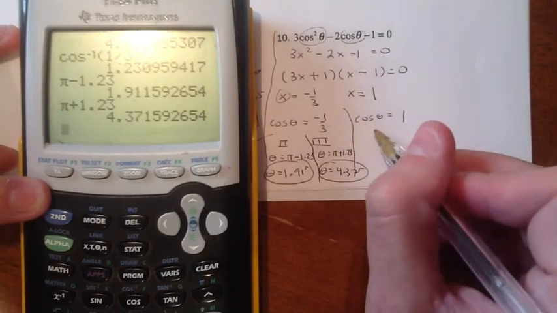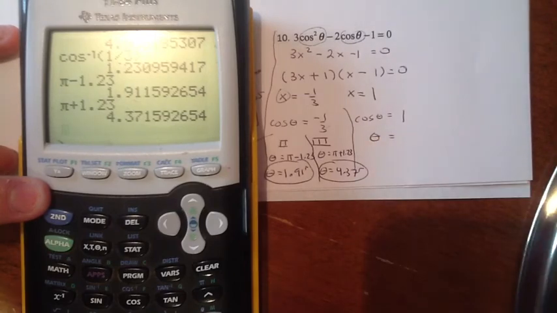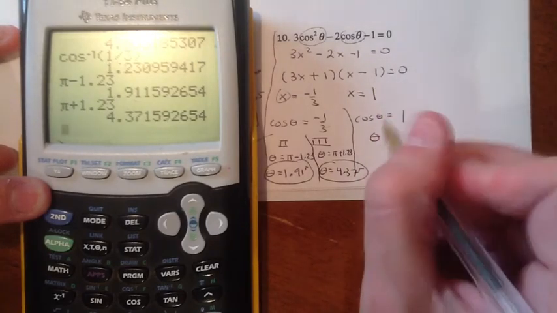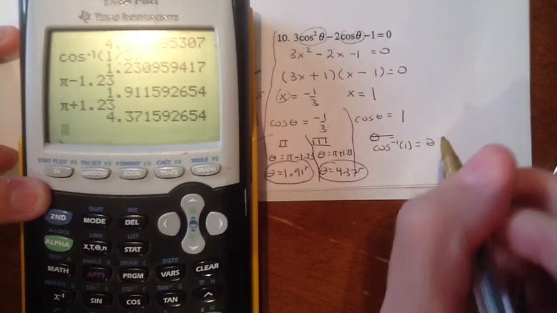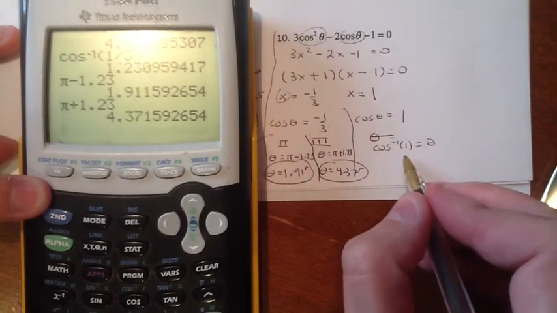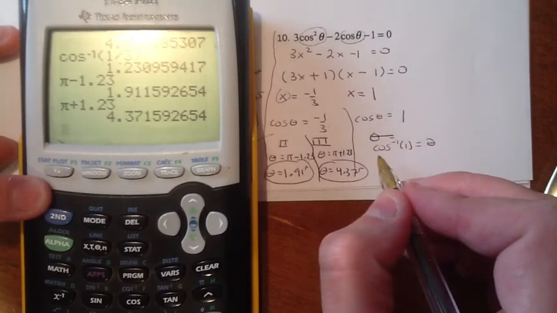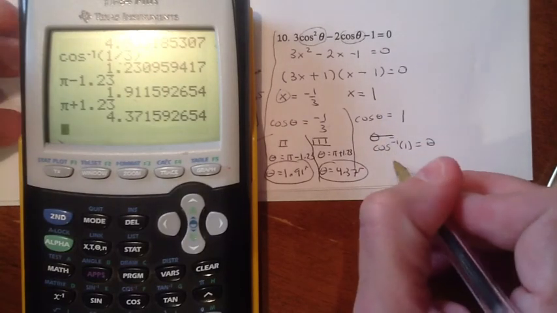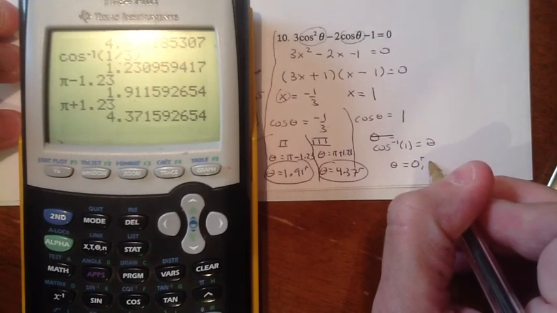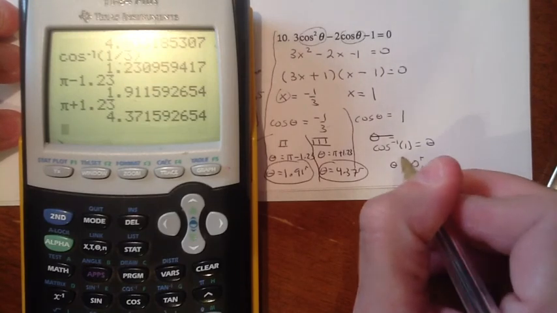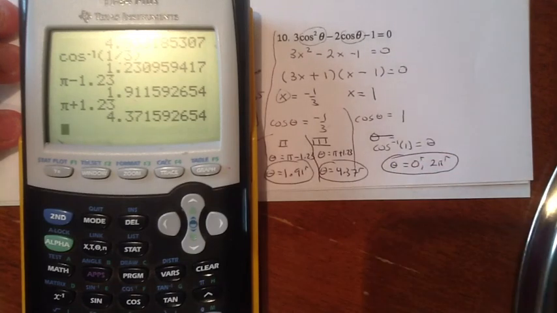Now, the last one's not that bad. Where is cosine theta equal to 1? Remember, this is just saying inverse cosine of 1 equals theta. And this is actually not too bad to do because we already know this answer. Where is cosine equal to 1? Of course, theta equals 0 radians and 2 pi radians. And there's our 2 answers. That one we should already know.